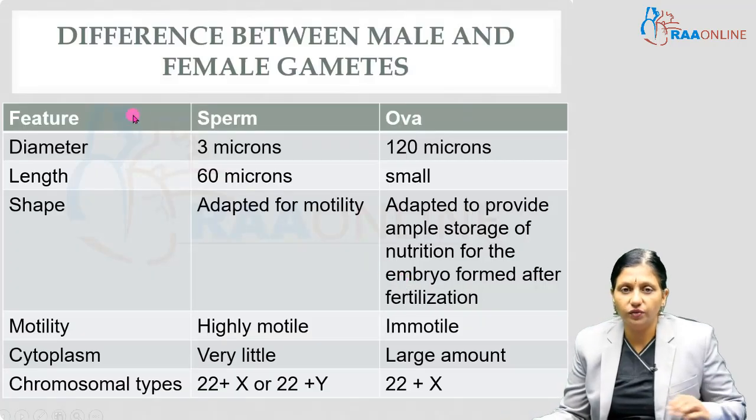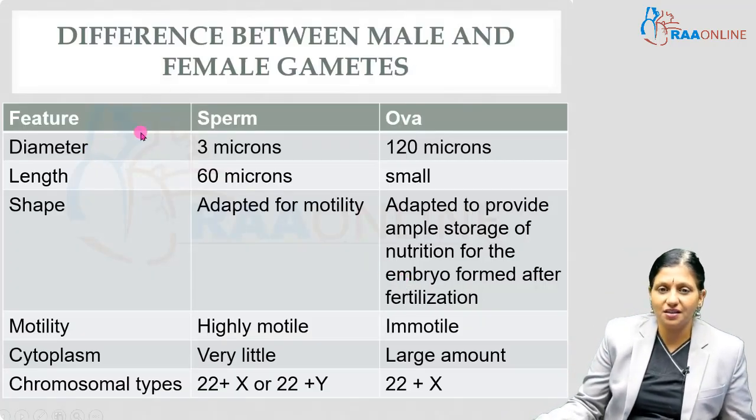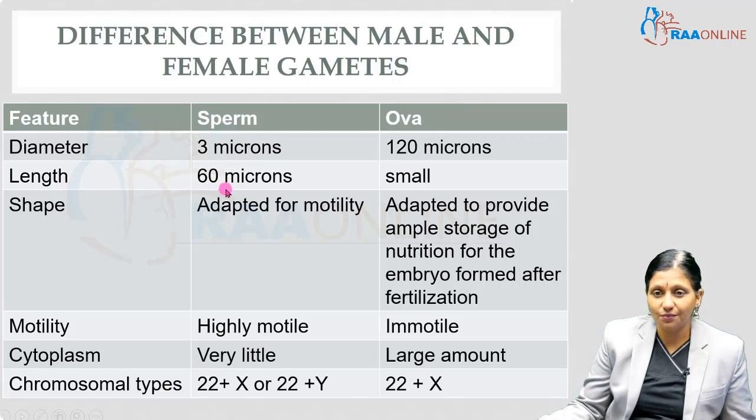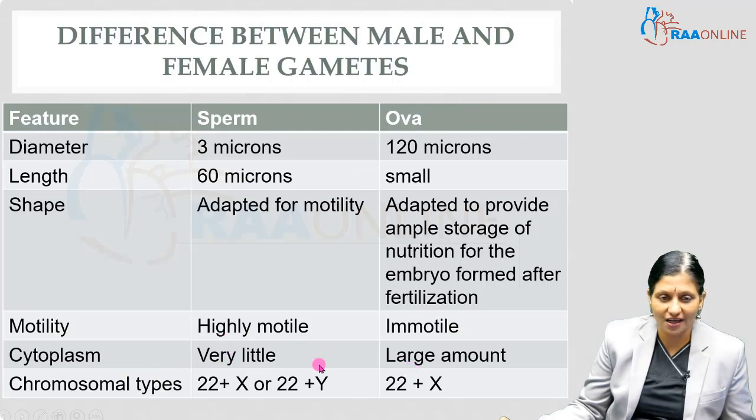Now, how do we compare the male and the female gametes, the sperm and the ova? The sperm head is 3 microns, whereas the ova is 120 microns. The sperm length is 60 microns. The ova is spherical, so 120 micron. The shape of the sperm is adapted for motility. The shape of the oocyte is adapted to provide ample storage of nutrition for the embryo formed after fertilization. The sperm is highly motile, whereas the ovum is immotile. There is very little cytoplasm in the sperm, whereas the ova contains a large amount of cytoplasm.